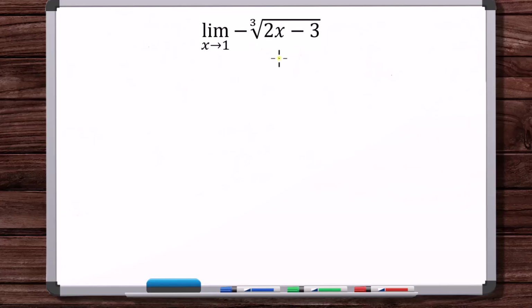Okay, once again, we've got a root here, a third root, but roots are continuous everywhere in their domains. So let's just plug in 1. So 2 times 1 is 1. You have the third root of minus 1, but that's okay. For an odd root, the principal third root of minus 1 is minus 1. But now we've got a minus out front, so 1. There you go.